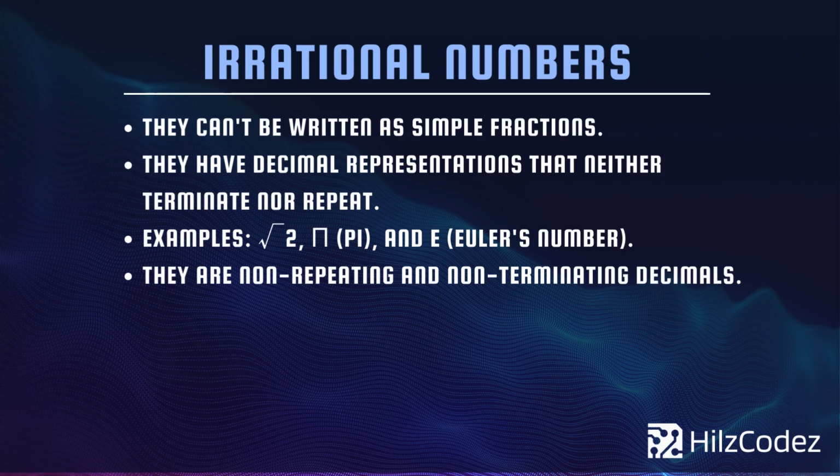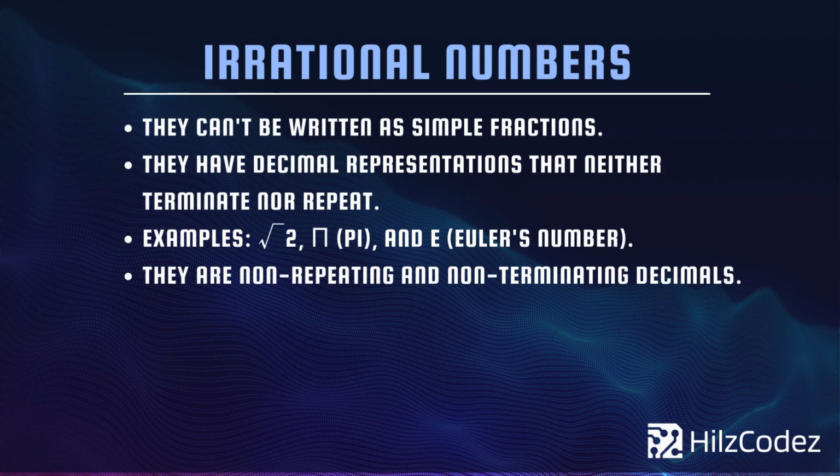Irrational numbers are a unique set of numbers that cannot be represented as simple fractions, making them distinct from rational numbers. When written as decimals, their representation is fascinating. They neither end nor repeat in a pattern, which means they go on forever without settling into a fixed sequence. Examples of these intriguing numbers include familiar ones like the square root of 2, the mathematical constant pi, and Euler's number, denoted as e. These numbers are often encountered in various mathematical and scientific contexts, presenting us with infinite and non-repeating decimal expansions.